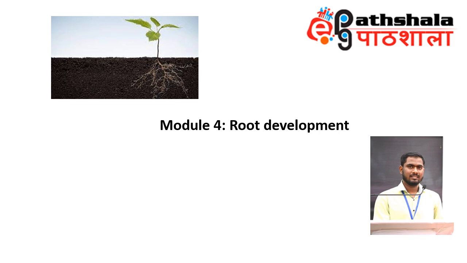In this module, we shall see how the radicle that emerges from the seed coat during germination develops into the root system of the plants. As we all know, if you uproot any plant, you get a huge network of roots. There will be a primary root and secondary roots. That's what we are going to discuss in this current slide.